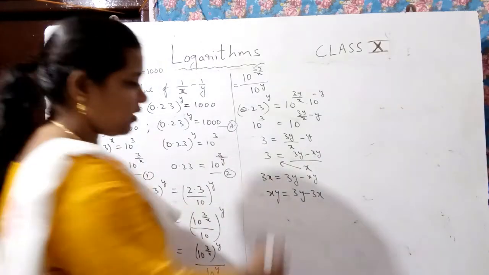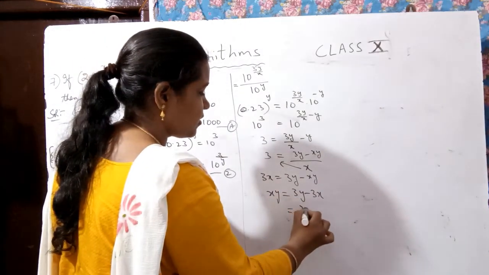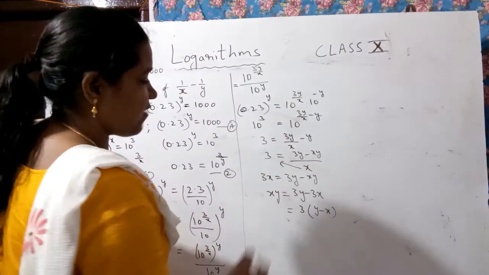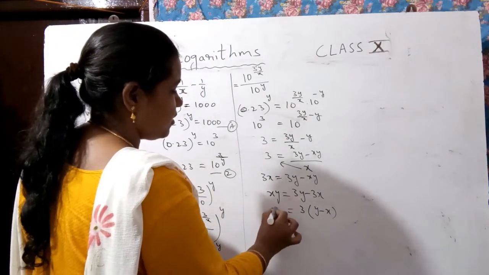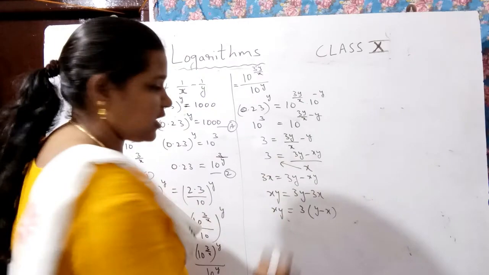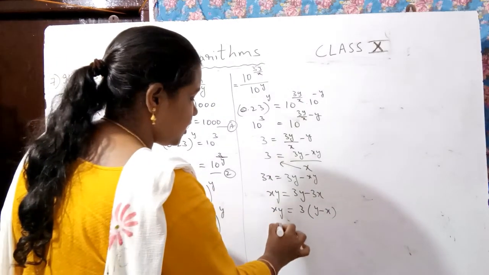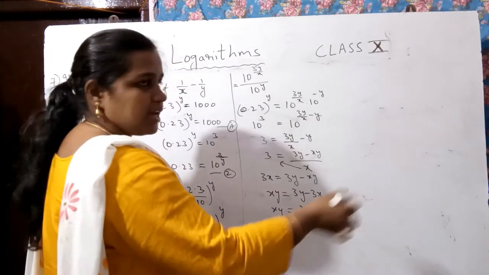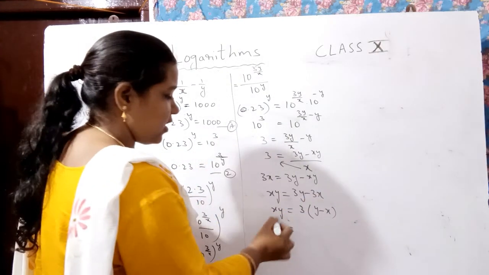So from here, you can take out 3 common. So you have y minus x. I will bring this xy to the right side. So here only 1 you will have, or you can write dividing by xy both sides.